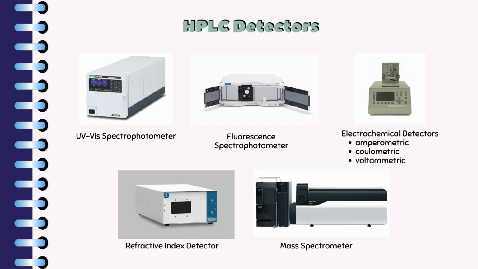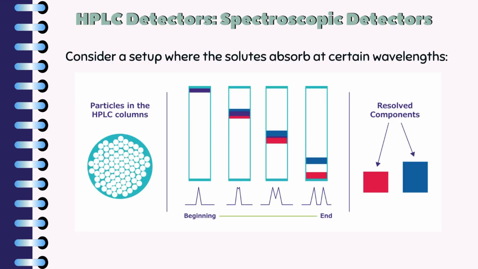For the detectors for HPLC, majority of detectors are not unique to high-performance liquid chromatography. The detectors for HPLC are mostly standalone instruments of measurement or modified versions of the standalone instrument. The spectroscopic detectors work by measuring the absorbances of solutes as they elute out of the column, where we consider a setup like this where the solutes absorb at certain wavelengths.